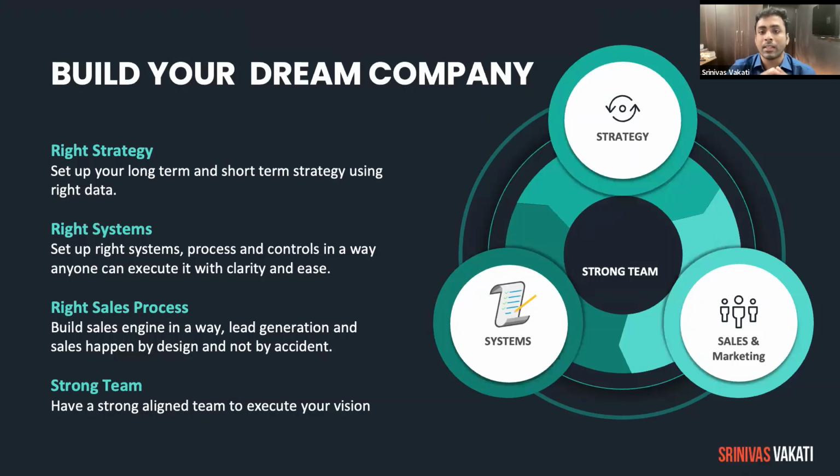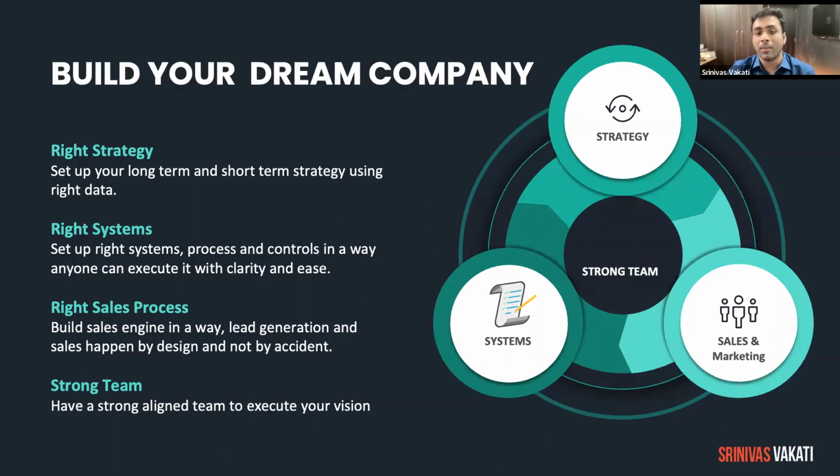The first element is the right strategy. What do I mean by that? You must have a very clear long-term and short-term vision for your company. You must have a long-term vision and also a short-term goal. You must actually know where you want to take your business, what direction you want to take it in. And the second element is you must have the right systems in place. You have a strategy, but if you do not have systems to back it up, your business will fail. You must have the right systems, processes, and controls in your company.